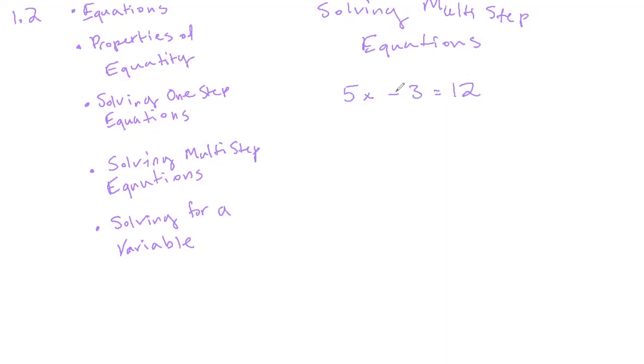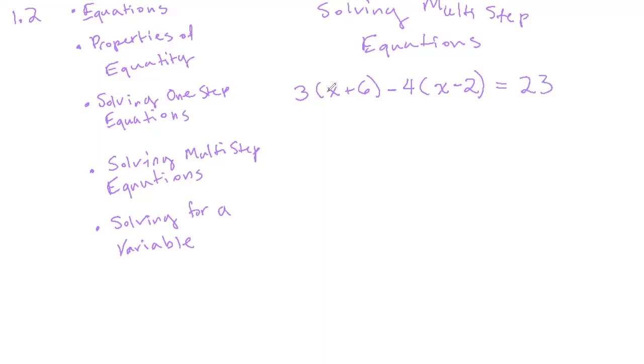So the easiest thing to do is actually going to get rid of this 3 first and then deal with this 5 times x. So the way we get rid of the 3 is we're going to add 3 to both sides. Then we have 5x equals 12 plus 3, which is 15. Now we have a one-step equation. 5x equals 15. We can now divide it by 5, and we get x equals 3. So, pretty simple two-step equations.